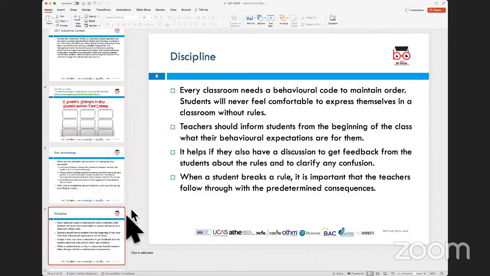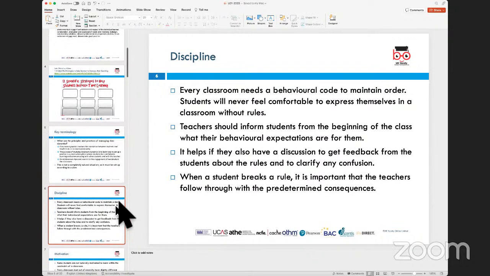Now, the other thing that comes to mind is discipline. Every classroom should have a behavioral code in order to maintain order. We see that in schools when the bell rings and the class starts, everybody is seated, they wish and greet the teacher, for example. You raise a hand when you want to ask a question, you say excuse me, for example. These are basic behavioral codes to maintain order in a classroom. Students should always feel comfortable that they are able to express themselves in the class without any, let's say, inhibitions.